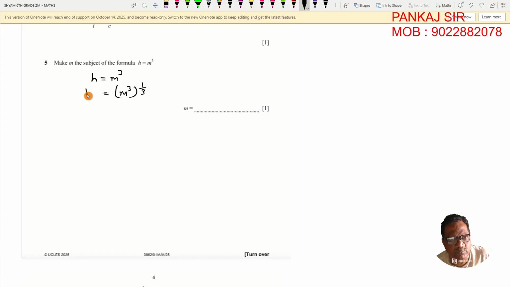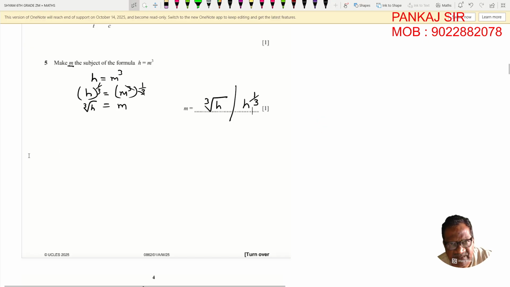I'll have to do the same thing on the left hand side. So H raised to 1 by 3. Now in the next step, this 3 gets cancelled, so I'm left with M. So M is made the subject now. And this H raised to 1 by 3 can be written as cube root of H. So the subject M is nothing but cube root of H. You can also write the answer as H raised to 1 by 3. Both are correct. Next one.